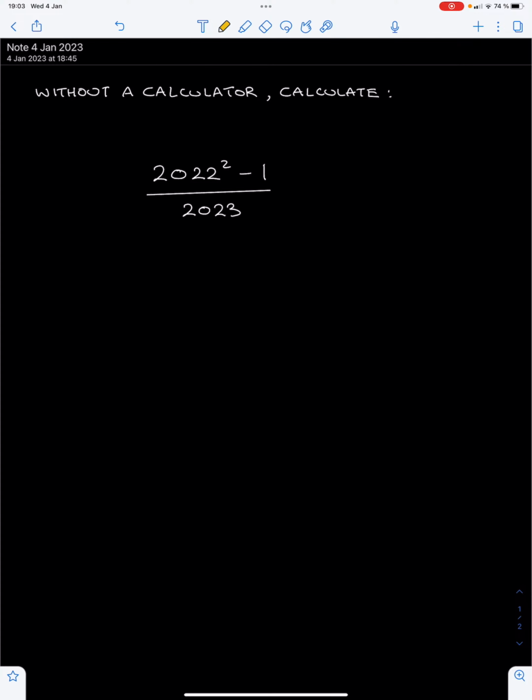Here's a quick trick I want to share with you. We're told, without a calculator, calculate 2022 squared minus 1 over 2023.